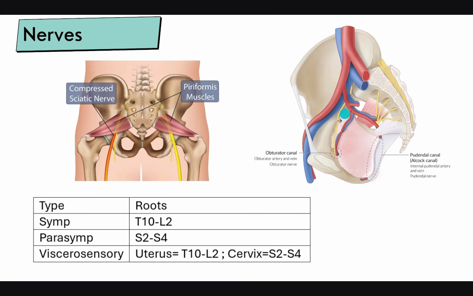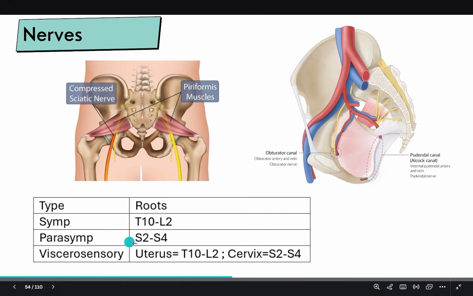Then we have another nerve, which is the obturator nerve. So this was the general nerve supply of the pelvis. But what about the uterus? Now, for the uterus, we have the sympathetic nerve supply that is coming from the T10 to L2 roots. So we know that sympathetic is coming from T10 to L2, right? So it's easy. And parasympathetic is from S2 to S4.